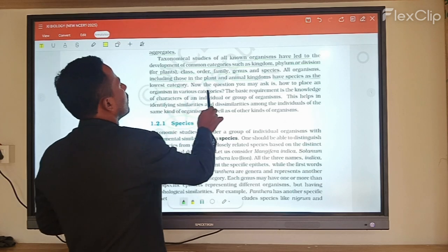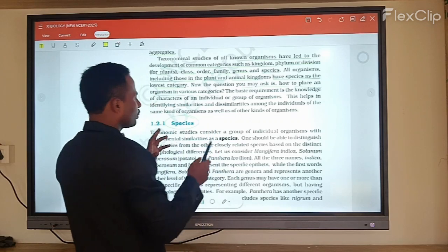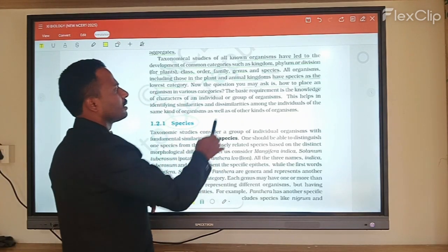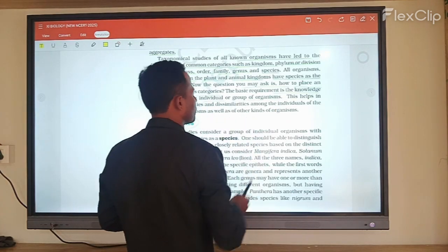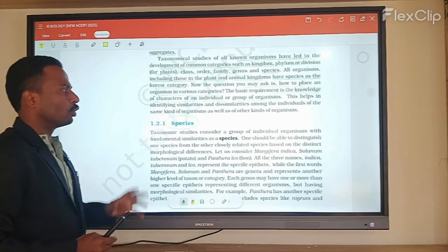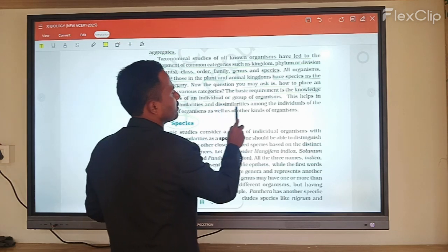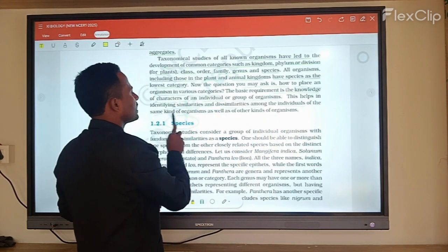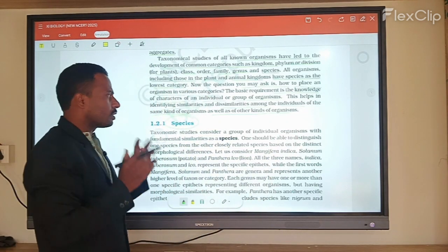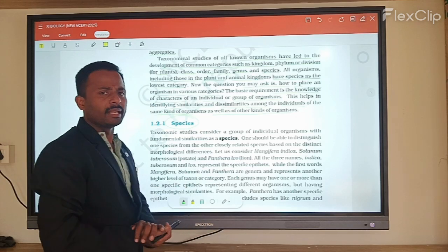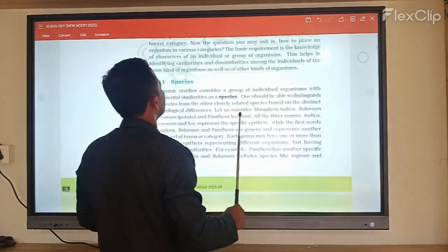And now the question you can ask: how are organisms placed in various categories? So how do they get placed in different categories? The basic requirement is the knowledge of the characteristics of any individual or group of organisms. So when you take any one particular group, any individual or group, it helps to identify the similarities and dissimilarities among individuals of the same kind of organisms as well as other organisms. So some features are there, and based on those features we can separate the different plant species. Am I right? Now let us discuss the hierarchy levels one by one.